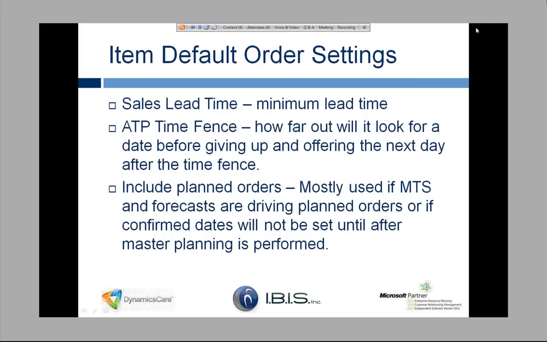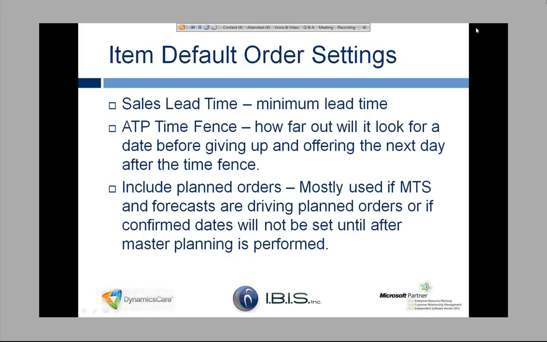Then there's also your ATP time fence that you can set per item, and this again is how far out will it look per day before giving up and offering the next day after the time fence. So within the next 7 days, if I have it set for 7, within the next 7 days I cannot find available quantity to ship, then it'll stop after 7 days, and the 8th day will be the day that it presents as the possible ship date.